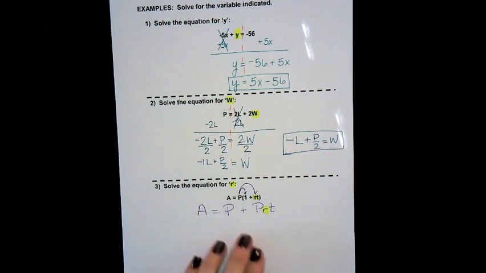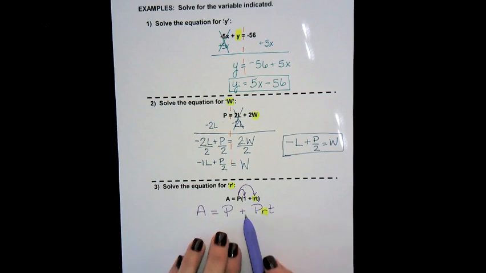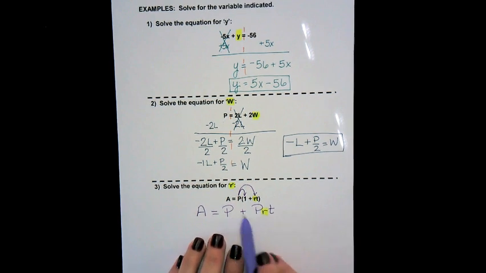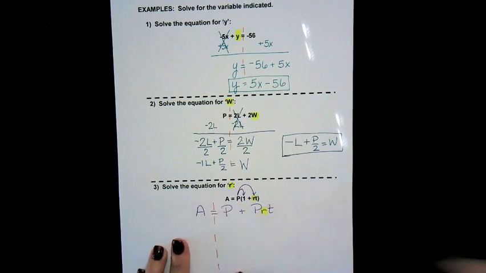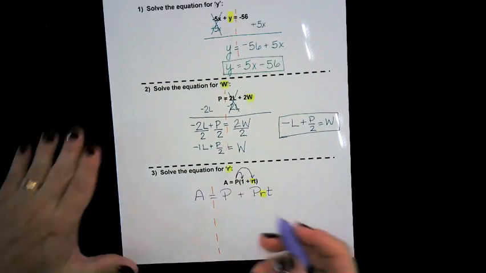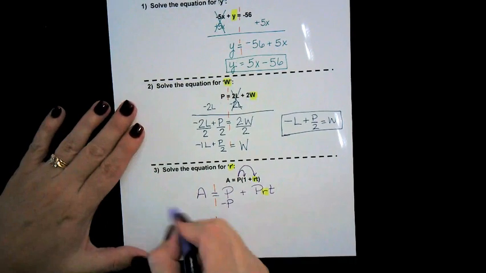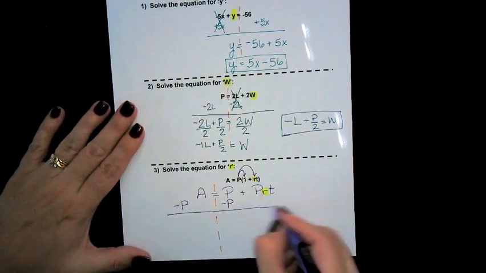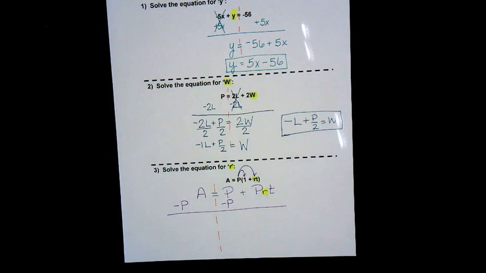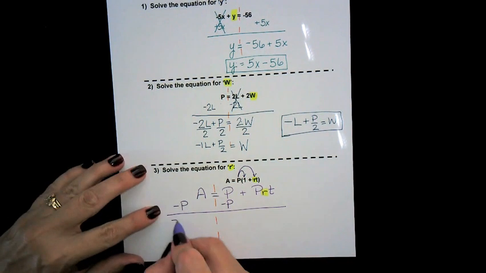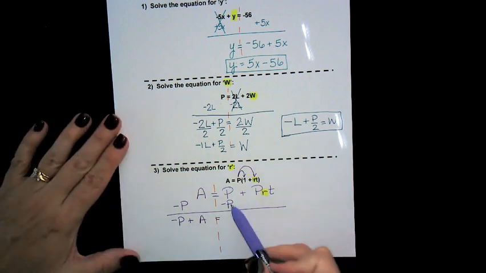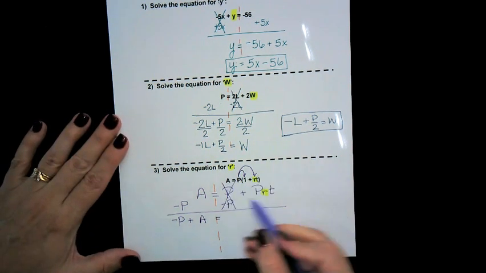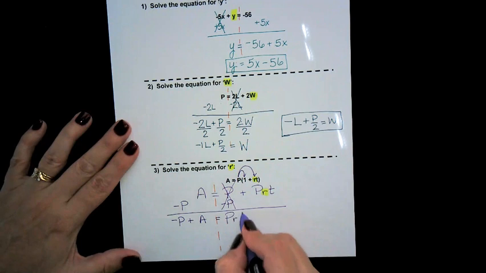So what's happening to the r? It's being multiplied by a p and a t. It's being added by a p. So let's take care of the adding p part first. We're going to do the opposite of adding p. The opposite of adding p is to subtract p from both sides. So now I've got negative p plus a equals p minus p cancels, leaves me with prt.